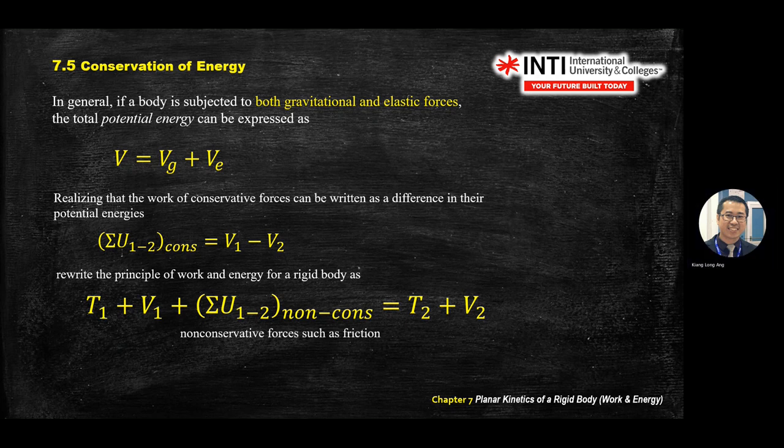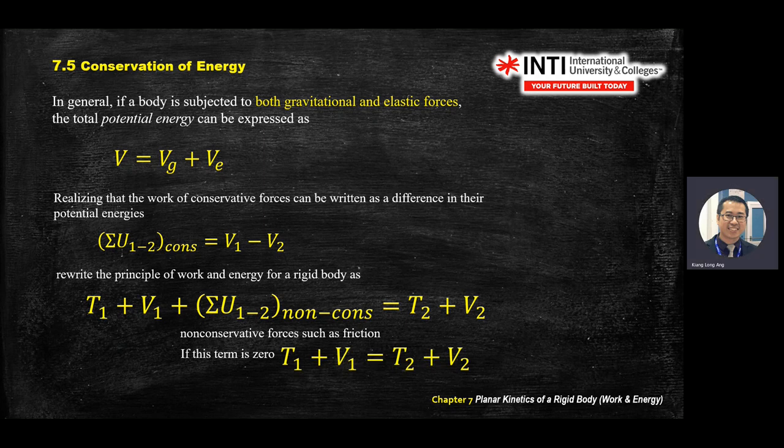Okay. So what is non-conservative is, for example, friction. Friction will dissipate energy. Okay. So normally if you apply the conservation of energy, you'll get potential plus kinetic before equal to potential plus kinetic after, right?